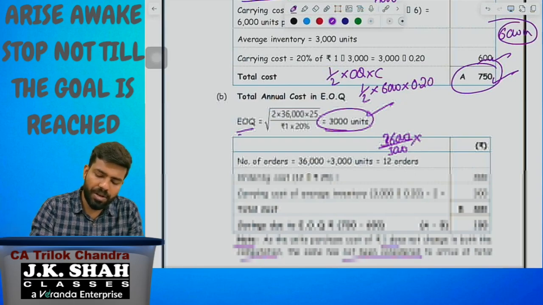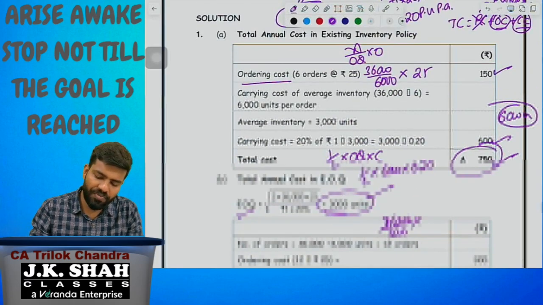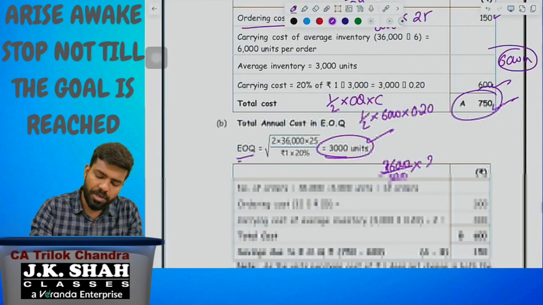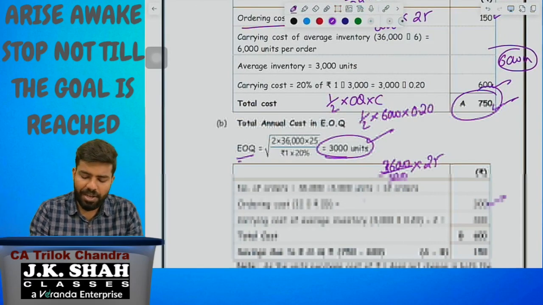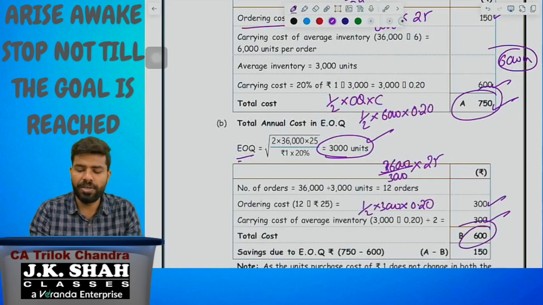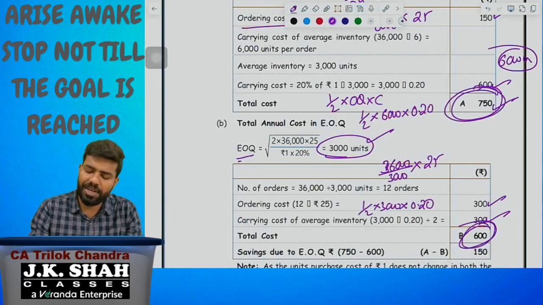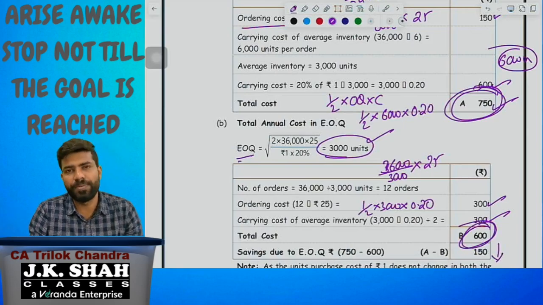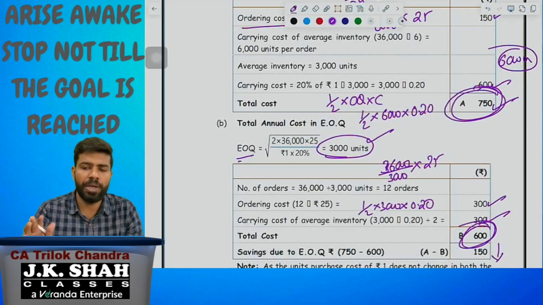What is the ordering cost per order? Sorry, 25. Ordering cost per order is 25. 12 into 25, 300 rupees. Carrying cost is half of 3,000 into 20 paisa, which equals 300. Total comes to 600. Here it is 750, here it is 600. How much is the cost reduced? 150. That is the answer for question number 1.